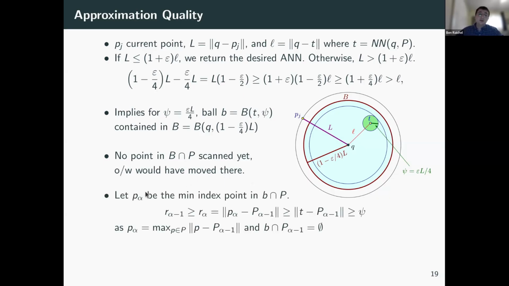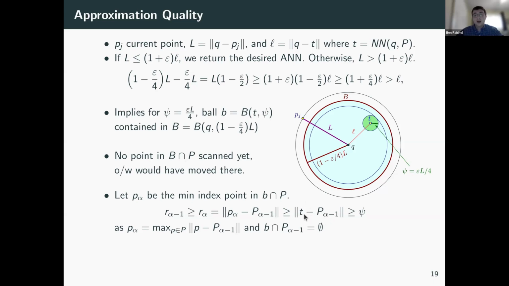And now what I can do is consider P alpha. So what is P alpha? P alpha is the smallest index point that lies in the green ball. I can do a simple calculation here. R alpha minus 1, we know that's at least R alpha. R alpha, by definition, is the distance from P alpha to P alpha minus 1. P alpha is, again by construction, the furthest point from the prefix, which means it's at least as far as T from the prefix.